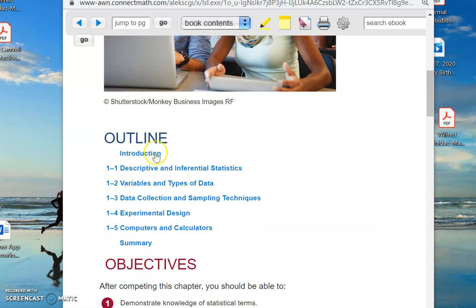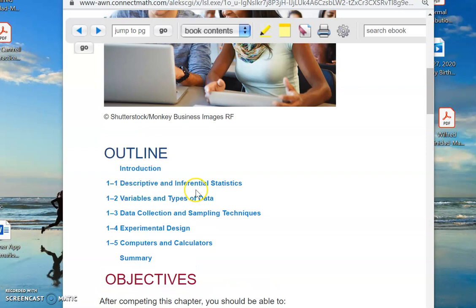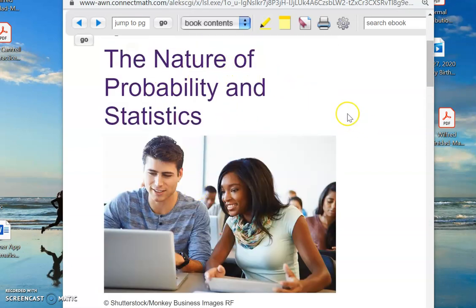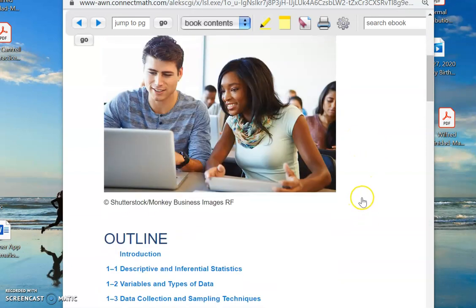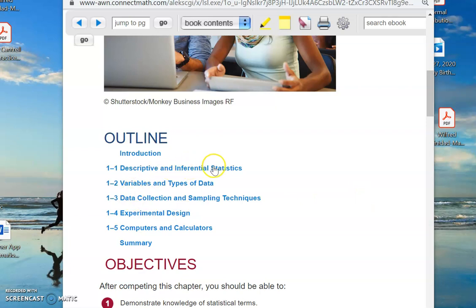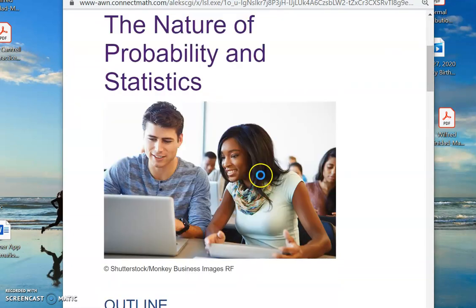Okay, so I always like to look back at the table of contents just to see where we are here. We're in the introductory chapter, the nature of probability and statistics. We've already talked about the difference between descriptive and inferential statistics. We've talked about the different kinds of variables and the types of data. And now we're going to talk about data collection and sampling techniques.